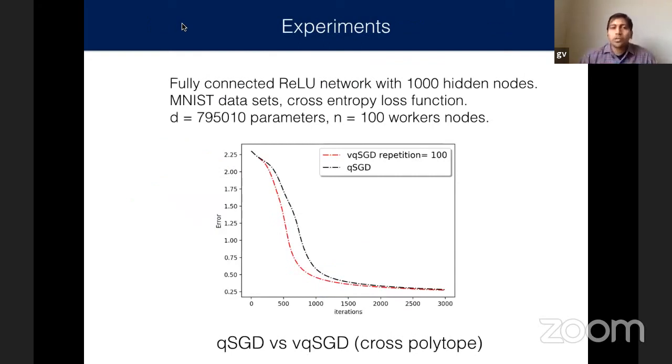Moreover, we also show experimentally that using our vector quantization scheme, in particular with the cross-polytope with a certain number of repetitions, we are able to beat the performance of the qSGD scheme. And we do that even with way less communication compared to qSGD.